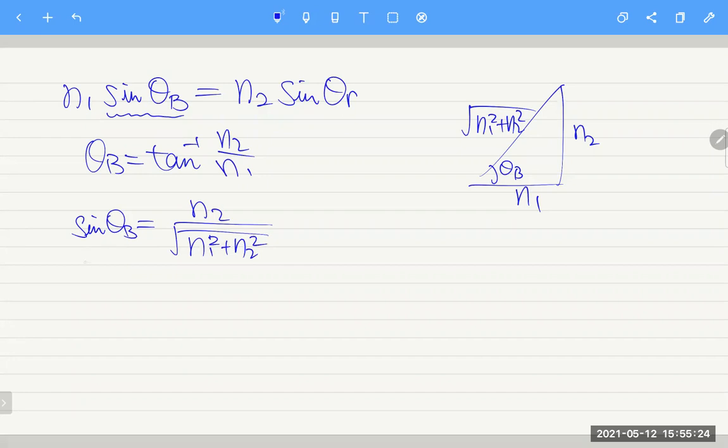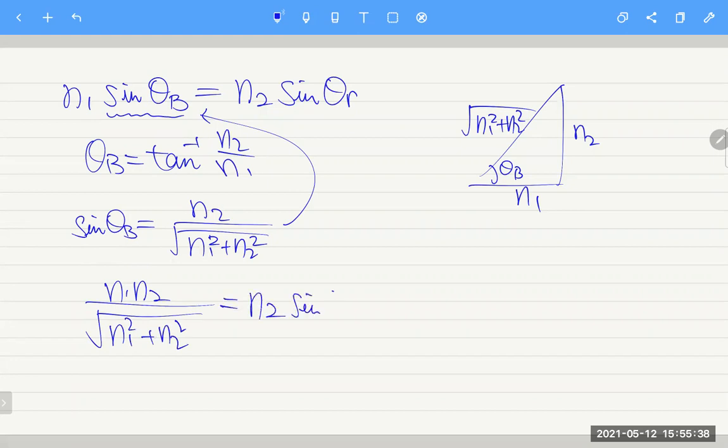And then we can just substitute this term here. So we have N1, N2 over the square root of N1 squared plus N2 squared on the left-hand side, and then on the right side will be N2 sine theta R. So N2 and N2 can be canceled, which means that sine of theta R should be N1 over the square root of N1 squared plus N2 squared.